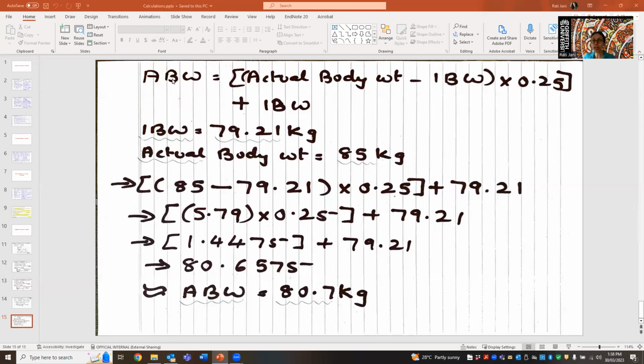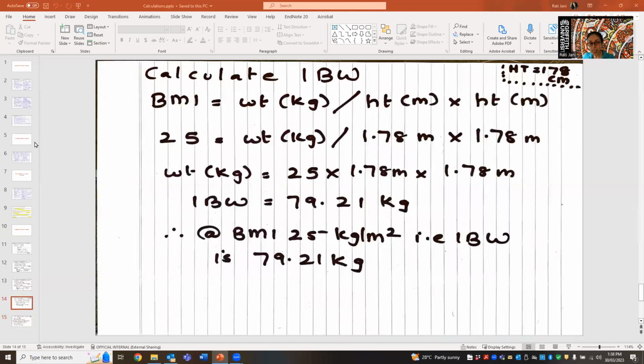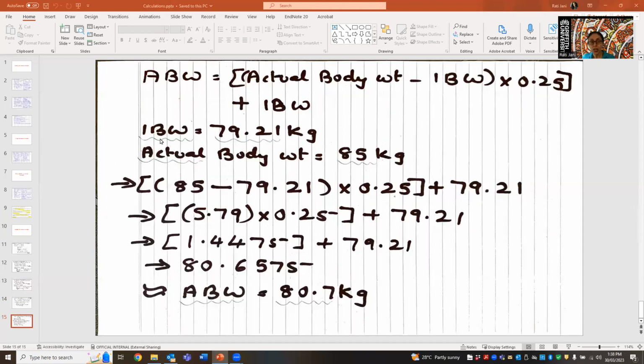What is the formula for adjusted body weight? It is actual body weight minus ideal body weight, into 0.25, plus ideal body weight. From the previous slide, we know that the ideal body weight is 79.21 kg, so let's take that example forward. When you have to do adjusted body weight calculations, you first have to calculate ideal body weight. So your ideal body weight is 79.21 kgs.